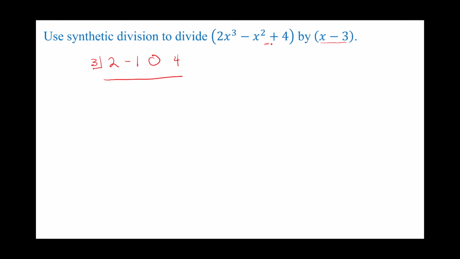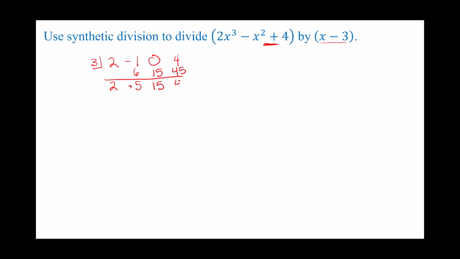So we have no x term up here, so I'm going to put a 0 in the place of the x term. Then the first step, bring down that 2, and then multiply that number by the number in the box. So 3 times 2 is 6. Add, negative 1 plus 6 is 5. Should be a plus 5 there. Then we multiply that 5 by the number in the box. 3 times 5 is 15. Add, we get 15. Then 3 times 15 is 45.